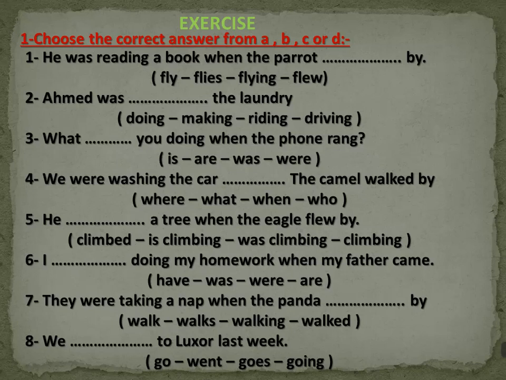We said that we divided the sentence into two sections, the past continuous and the past simple. The past simple is found. We search for the past continuous. What were you doing? Number four, we were washing the car when the camel walked by. Number five, he was climbing a tree when the eagle flew by. He was climbing.